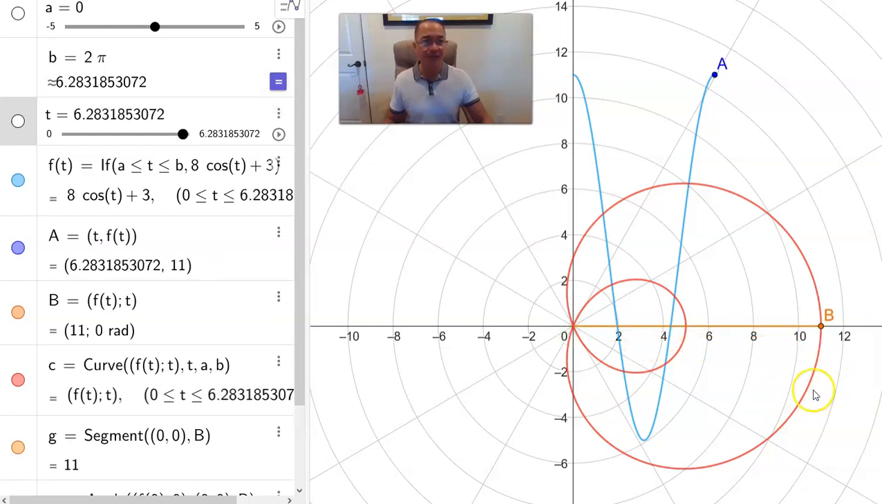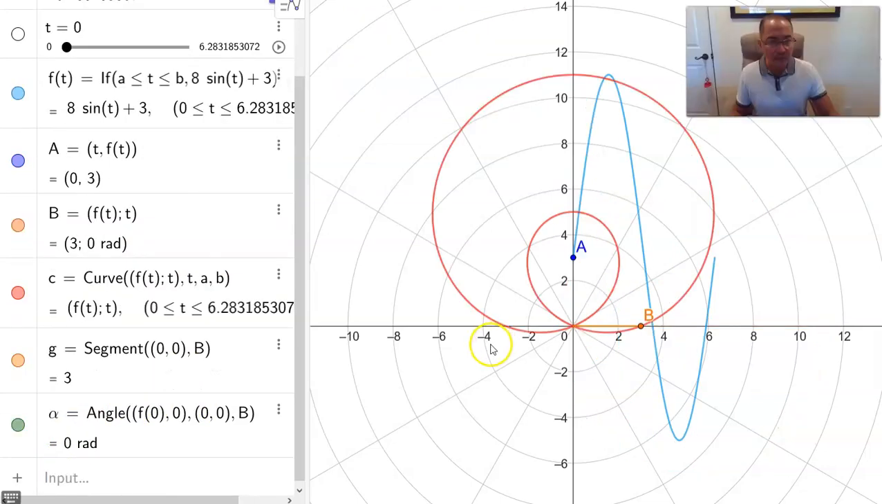The end. There you go. Actually, no, because we said that we will change the cosine to sine. Okay, I'm going to pause the video because sometimes GeoGebra gives me issues. Yeah, so predictable. It was giving me issues. Okay, so this time it is 8 sine t plus 3.